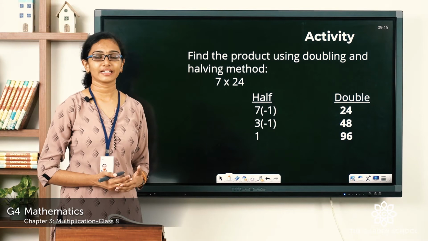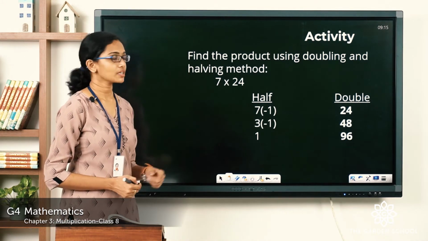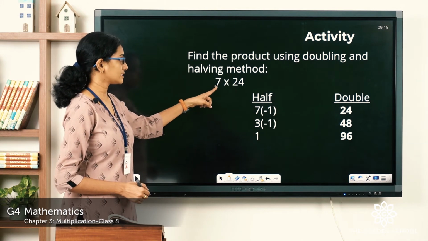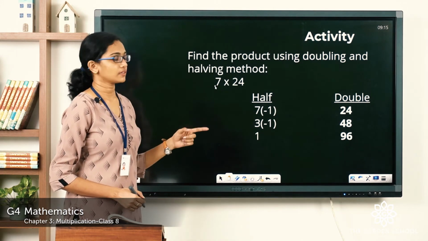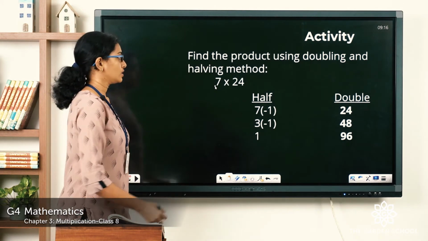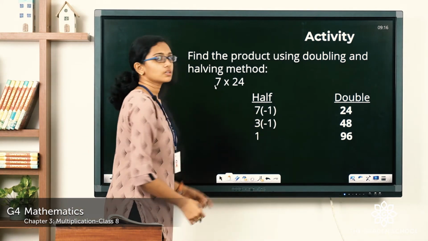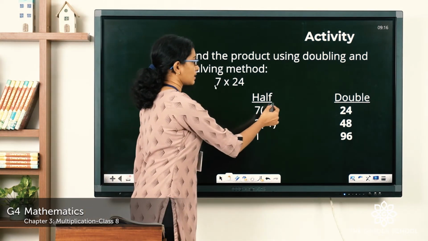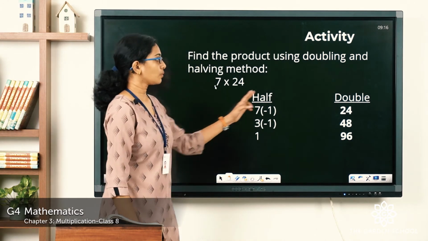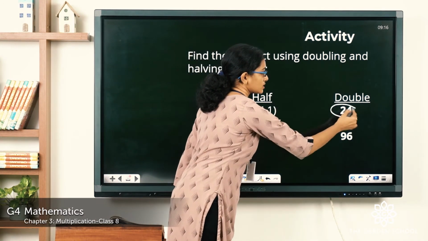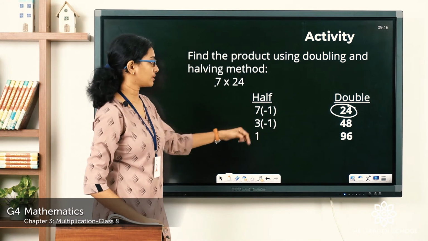Hope you finished doing that exercise. Let's discuss the answers. We have 7 into 24. So here you have the multiplicand 7 and the multiplier 24. So we half the multiplicand and double the multiplier. So here you have 7. We cannot divide 7 exactly by 2. So what do we do? We subtract 1 from 7. And what is the multiplier of that? It's 24. We have to note this down since we subtracted 1 from the multiplicand.